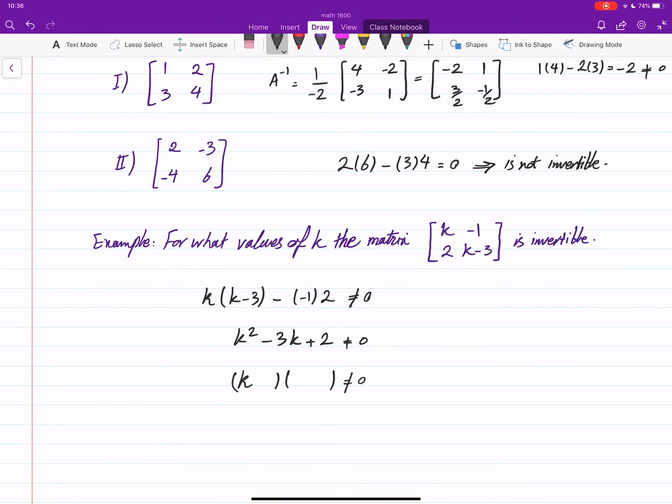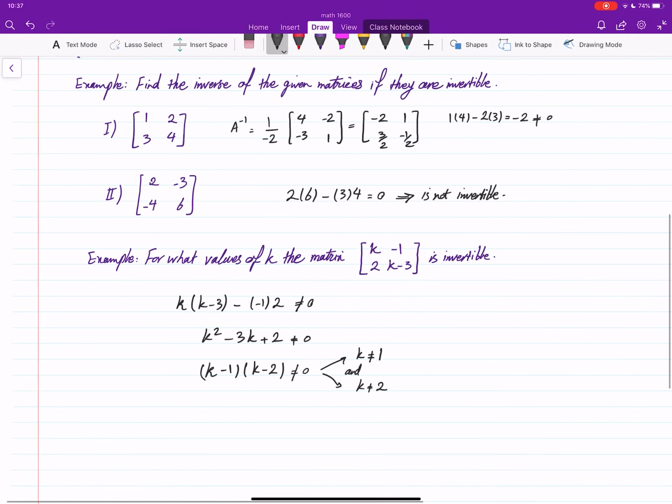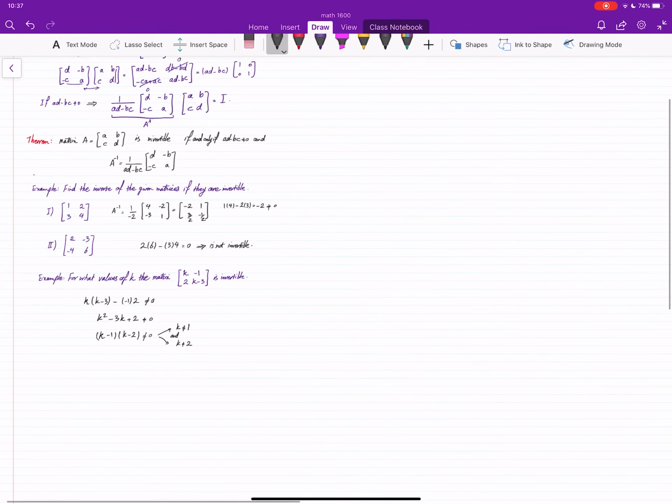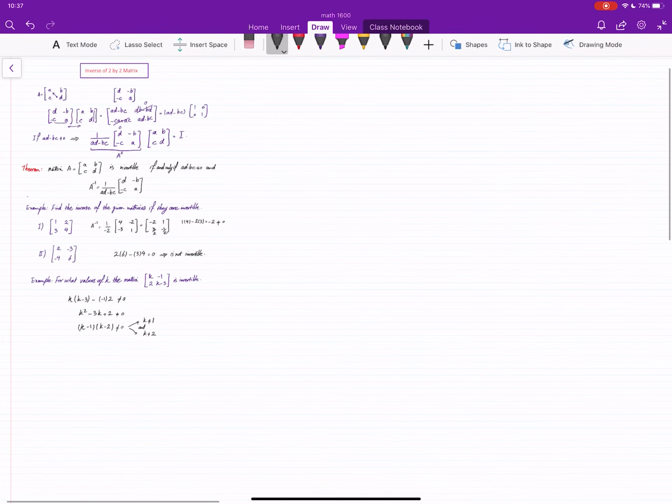So here I have (k minus 1)(k minus 2). You can decompose that, and this means that k is 1 or 2 for not being invertible. So for being invertible, k needs to be not equal to 1 and not equal to 2. Well, for higher dimensions, we need more tools to learn about that. We will see how to find those, and it's usually not as easy as for 2 by 2 matrices.